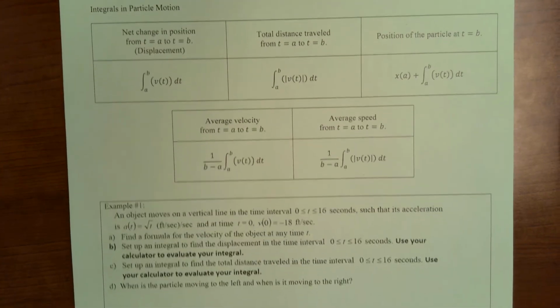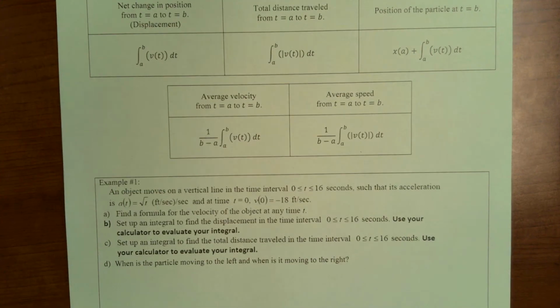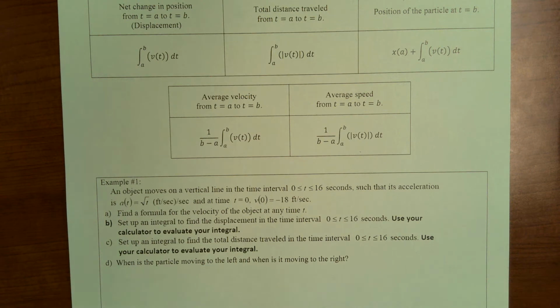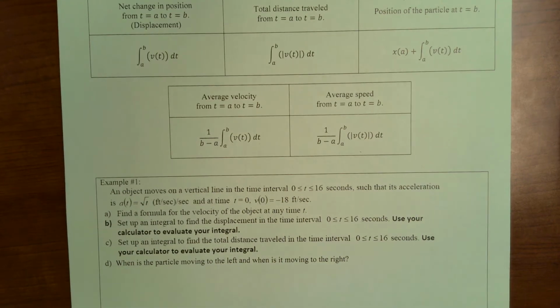An object moves on a vertical line in the time interval from 0 to 16 seconds, such that its acceleration is a of t equals radical t feet per second per second. And at time t equals 0, v of 0, the velocity at time 0, equals negative 18 feet per second. So part A, find a formula for the velocity of the object at any time t. Okay, so let's do that first.